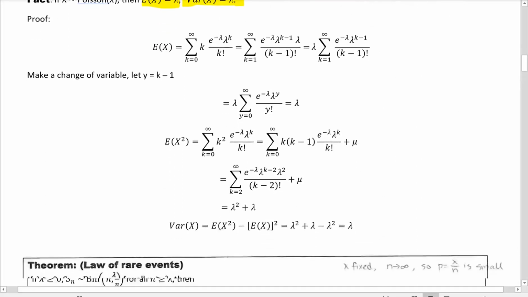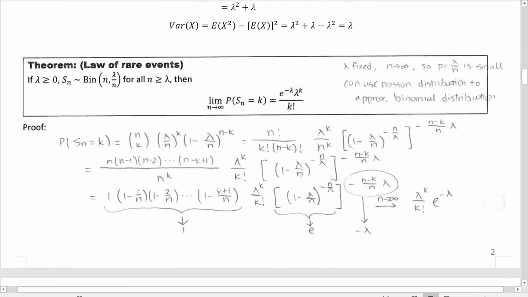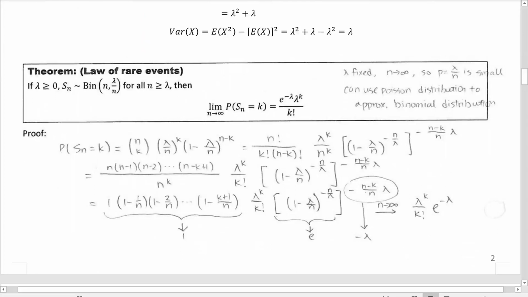All right, and then we have the famous theorem, the law of rare events. When n is large and p is small, we can use Poisson distribution to approximate binomial distribution. Okay?